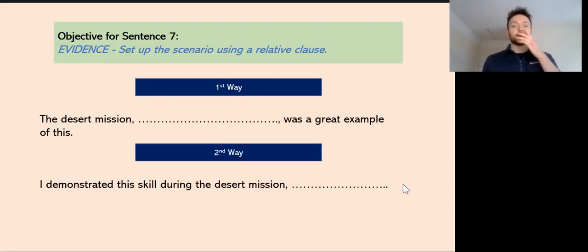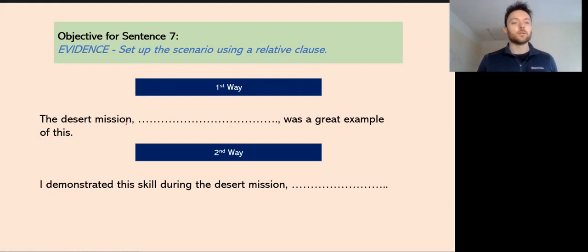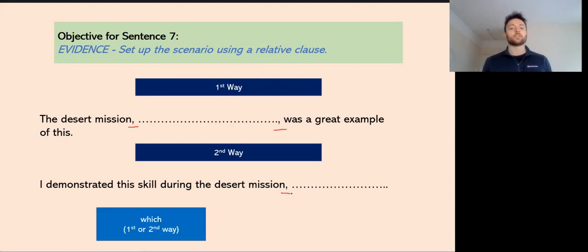But there's a second way to do this. You can either do it like this, in between, or you could do it at the end. So you could say, I demonstrated this skill during the desert mission, which took place under the most extreme circumstances. And either way is fine, okay? But you need to be careful because when you're doing the first way, you need to make sure that you have 2 commas, okay? 2 commas, whereas when you're doing the second way and you're using which, you're only going to have 1 comma.